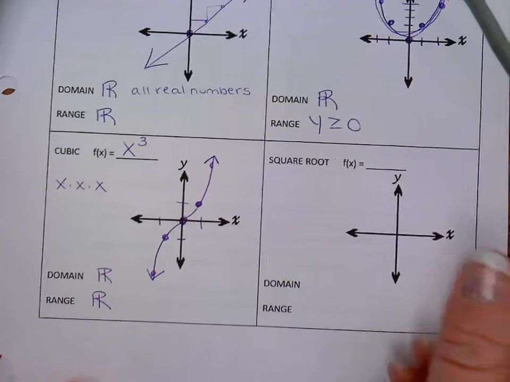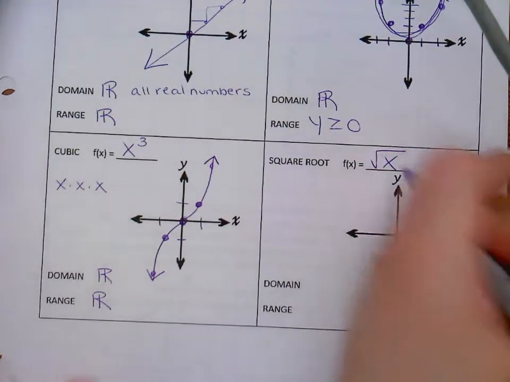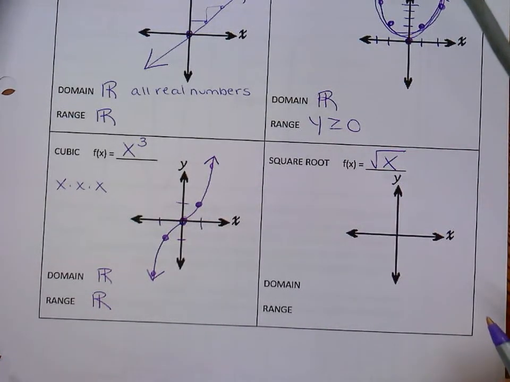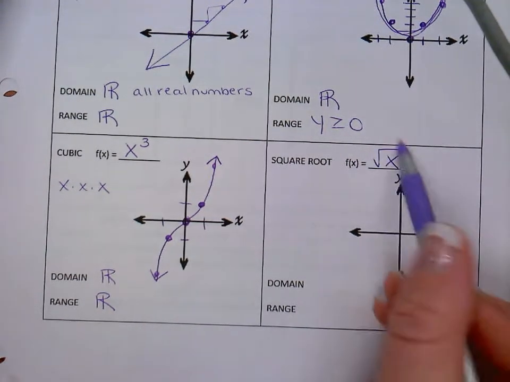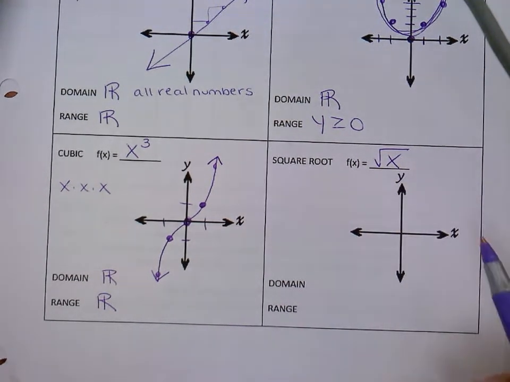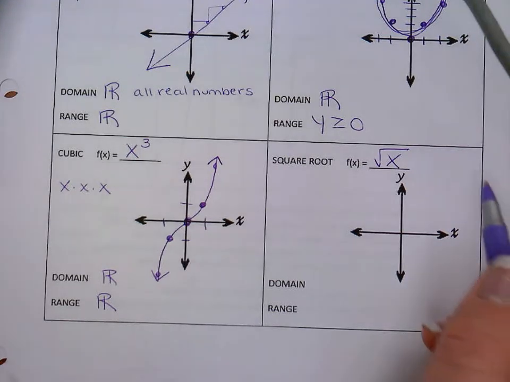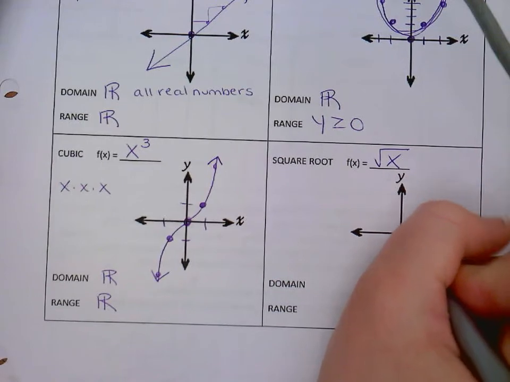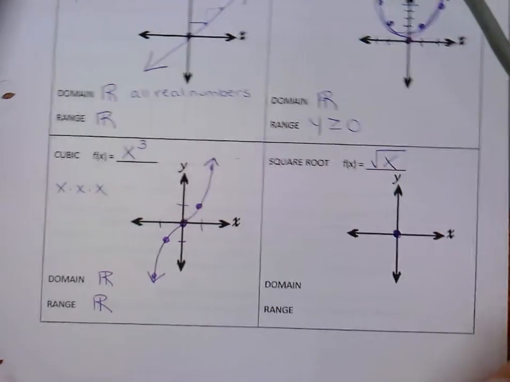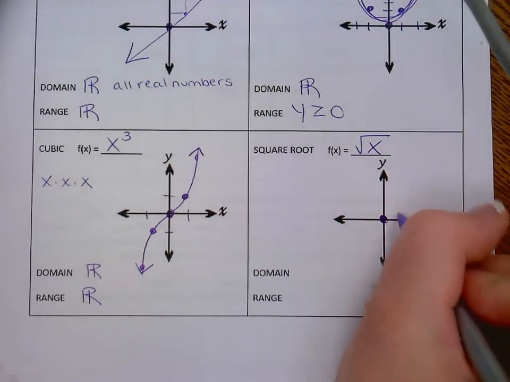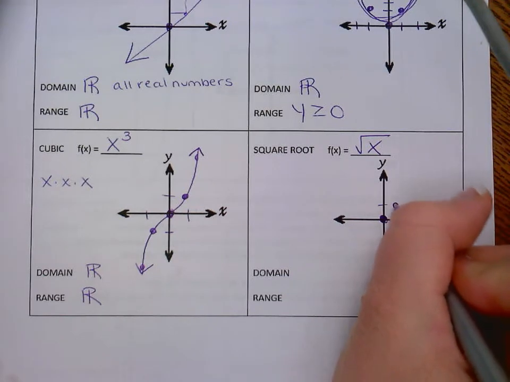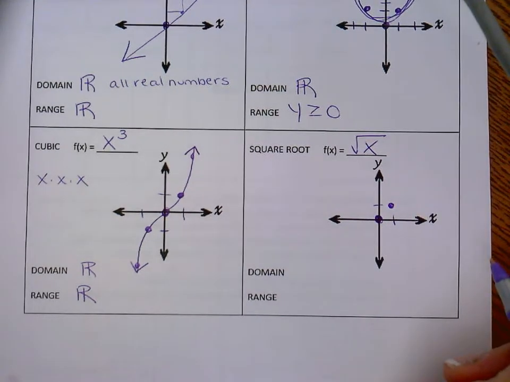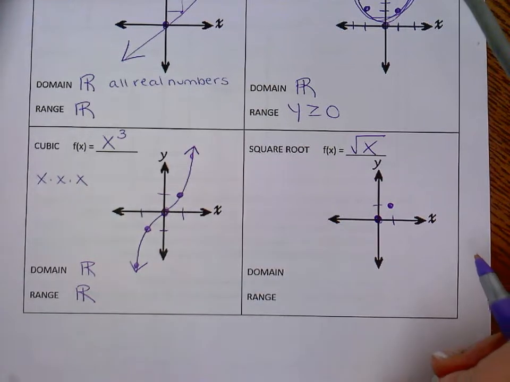The square root function, the square root of x. So the square root function has a restricted domain. Can I take the square root of a negative number? No. Can I take the square root of 0? Sure. The square root of 0 is 0. Can I take the square root of 1? Yes, the square root of 1 is 1. Can I take the square root of 2? Yes, but 2 is not a perfect square, so you're going to get a number like 1.4.